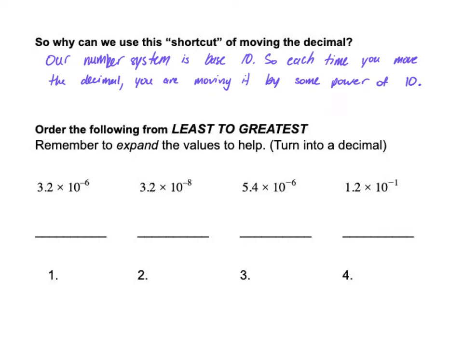All right, so each decimal place is like a base 10 or a tens position. So every time you're moving the decimal 1, you're moving it by a power of 10. All right, so that's why in scientific notation it's always times 10 to some exponent.